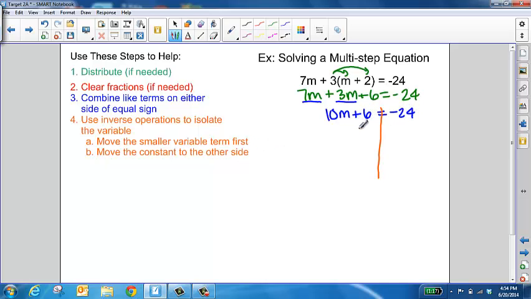Now the constant is the term with no variable. Since we're adding 6, the inverse of that would be to subtract 6. So we're going to subtract 6 from both sides, and that's going to leave us with 10m equals negative 30. And then our last step is, since the 10 is being multiplied by the m, the inverse operation for multiplication is division, so we're going to divide both sides by 10, which is going to leave us with m equals negative 3 as our final answer.